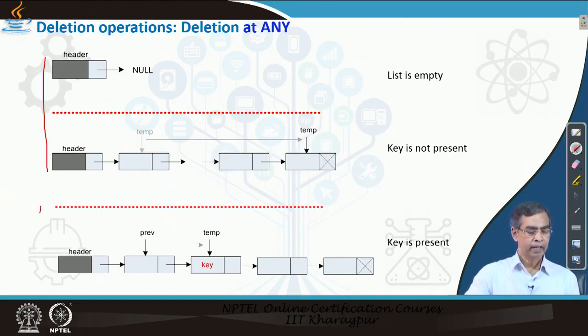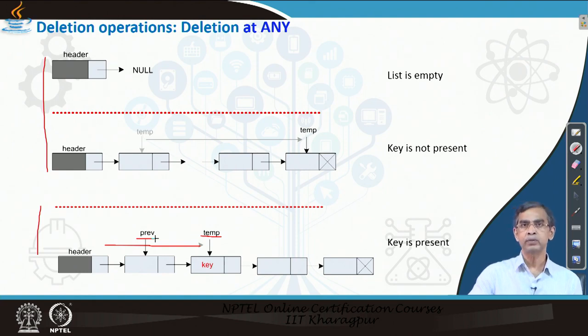However, if the list is not empty and key is present in the list, then starting from the header, we have to traverse and reach the node where the key value is present. So, let temp be the node that contains the value key, and while we are traversing to the target node, we have to keep track of the previous node all the time. So, when we reach this node, let previous be the previous node.